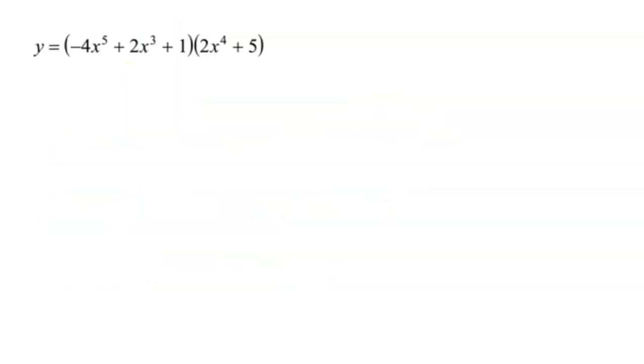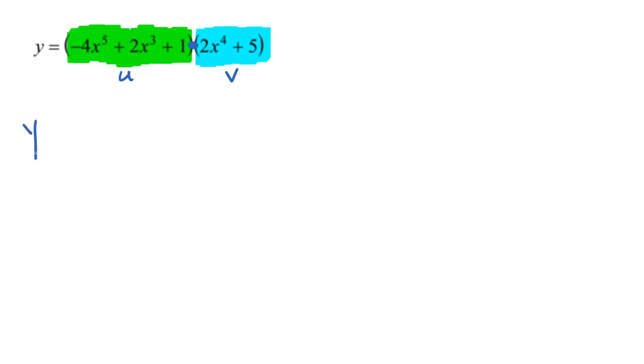All right, another example here. So once again, I have two functions, negative 4x to the 5th plus 2x cubed plus 1, all multiplied by 2x to the 4th plus 5. Again, the multiplication is going on right there. So there's my u, there's my v. All right, to find the derivative, I'm going to start off with u, negative 4x to the 5th, plus 2x cubed plus 1, times the derivative of v, 8x cubed.